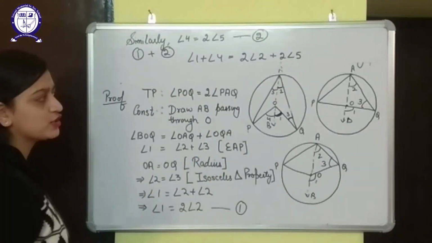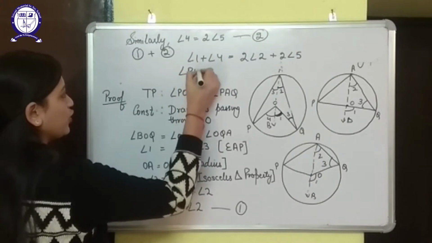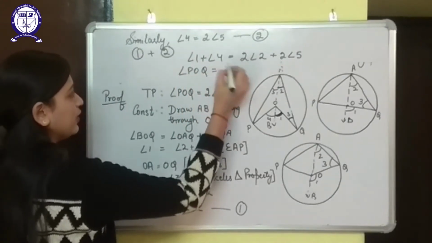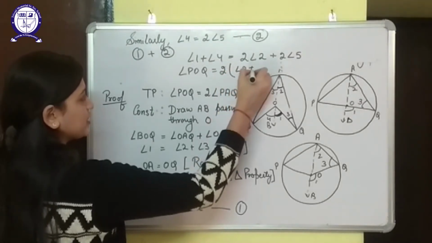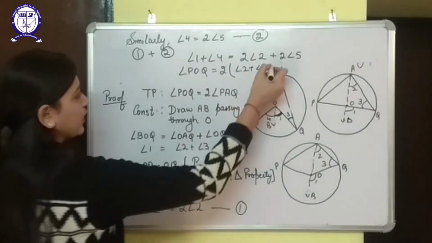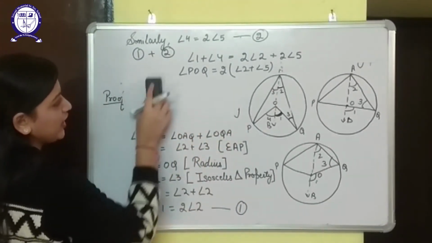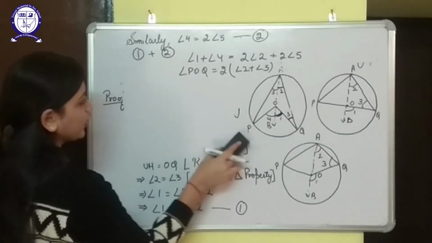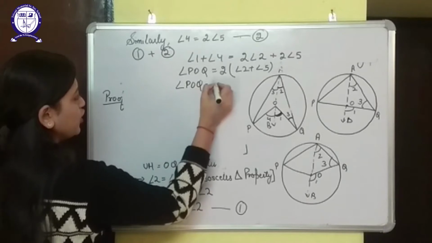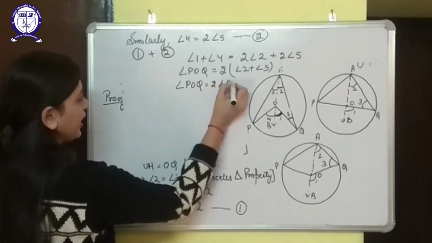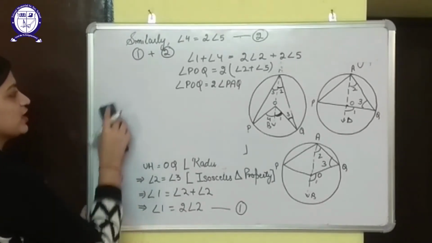Now angle 1 plus 4 is my angle POQ. Angle POQ is equal to, we can take twice common and we will be left with angle 2 plus angle 5. And what is the value of angle 2 and angle 5? The sum will be angle PAQ. So this is angle POQ is equal to 2 times angle PAQ. And this is what we needed to prove in this theorem.